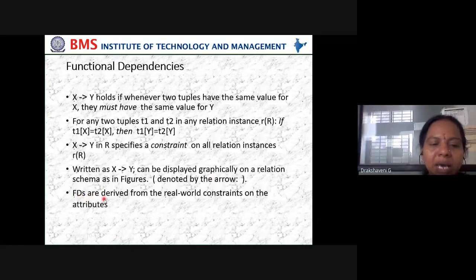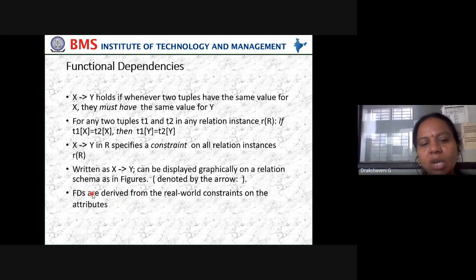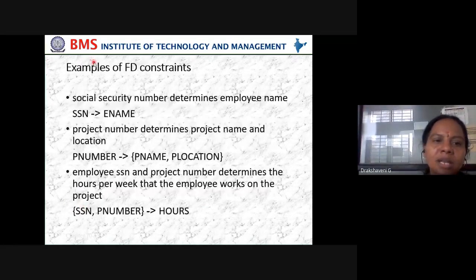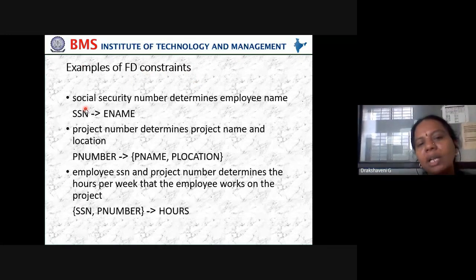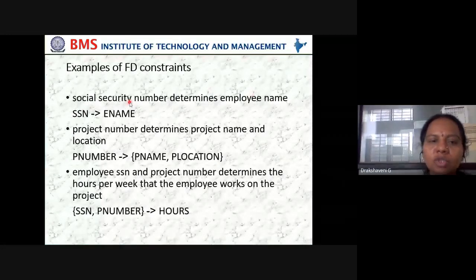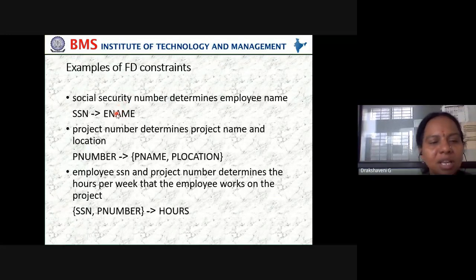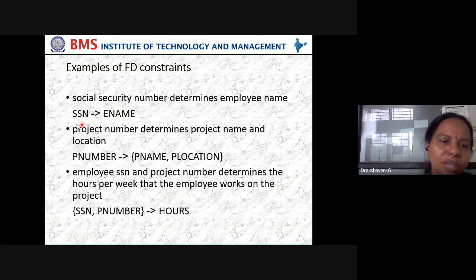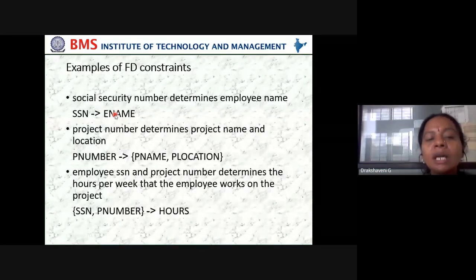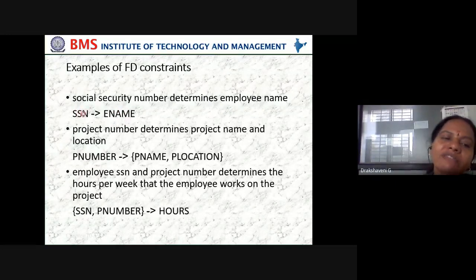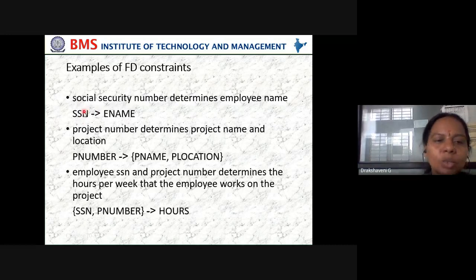Functional dependencies are derived from the real world constraints on the attributes. So let us see what the functional dependency constraints are. Social security number determines employee name. If I know your USN, I can find out your name, and not only your name, I can find out so many things. In turn, if I know the name, I can find out the USN of all students of MCA.